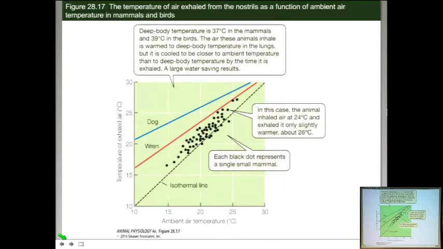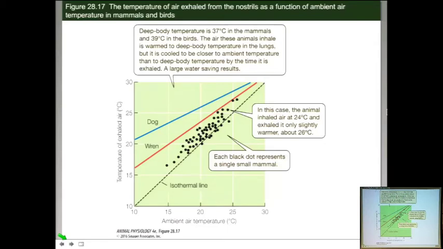Now, if we look at this group of animals, it gives us another idea. Here we have ambient air temperature on the x-axis and the temperature of exhaled air on the y-axis. We're pointing out the respiratory loss. We talked about the integumentary or skin losses of water. What's the relationship of the respiratory losses? The respiratory losses occur, if you remember from the last time we talked, because the amount of water that air can hold is dependent on the temperature.